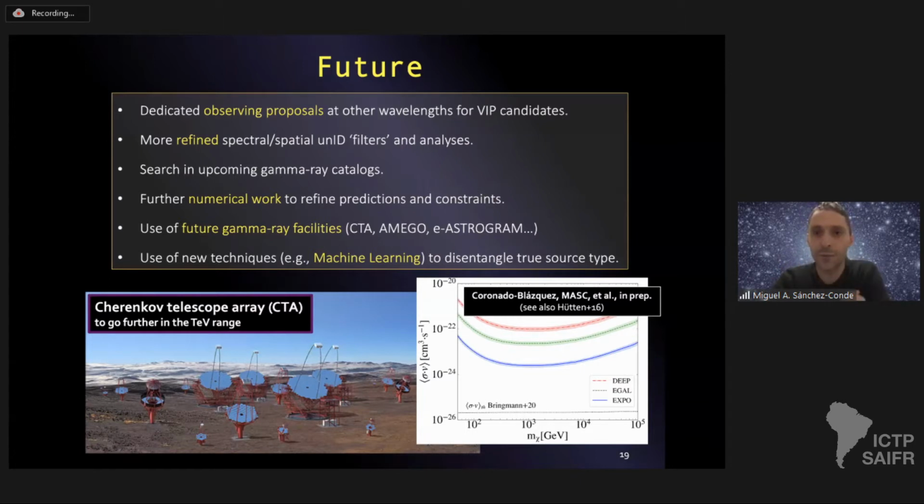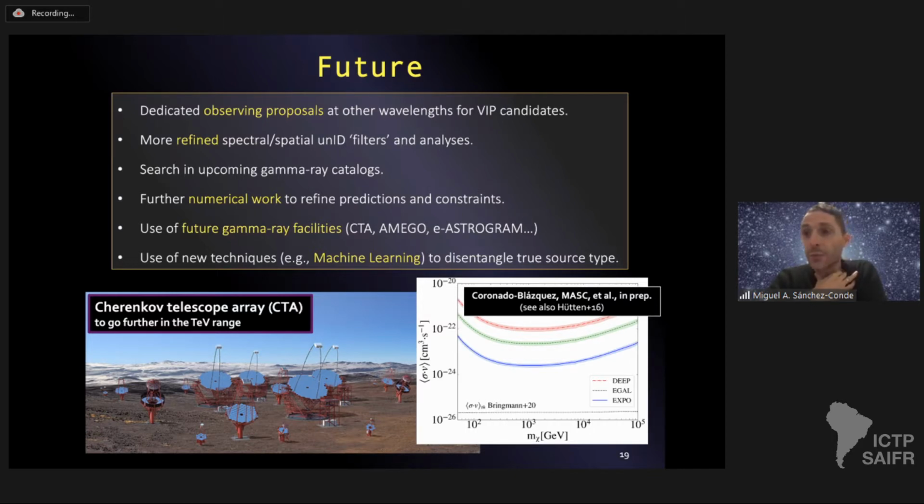For the VIP candidates, we are already submitting observing proposals at all wavelengths in order to shed further light on these few candidates that we have on the table. We're also building more refined filters for our analysis in order to reject unassociated sources that could probably be something else. In particular, we're putting a lot of effort on the spatial extension filters right now. Of course, we have in mind to extend our search to upcoming gamma ray catalogs. We're already working on that.